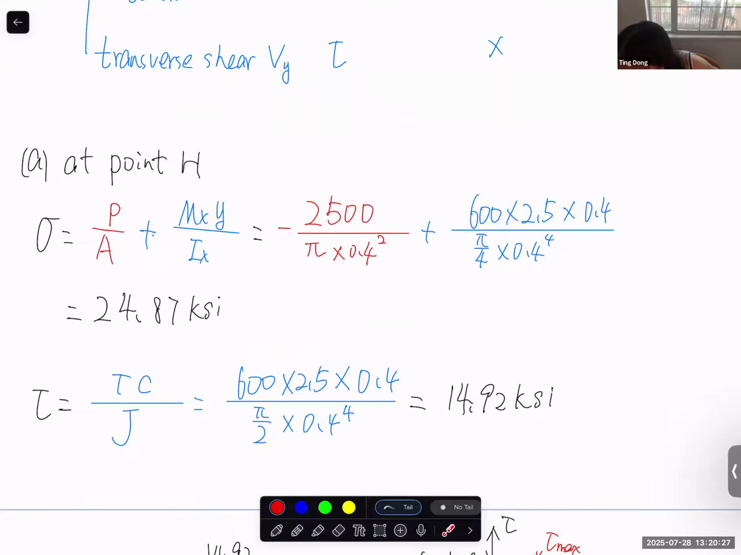In which chapter? This is chapter 8. You can check the textbook. Stresses under combined forces, combined loads. Yes, chapter 8.